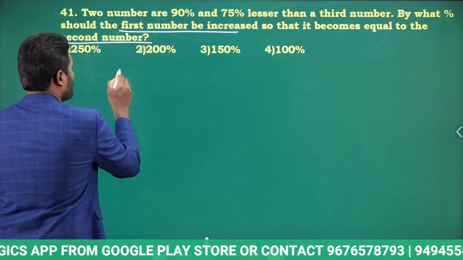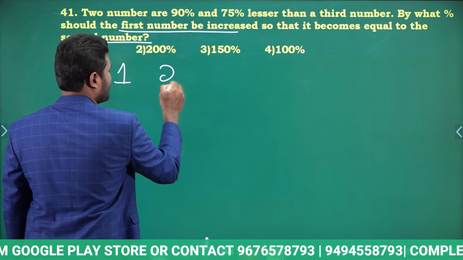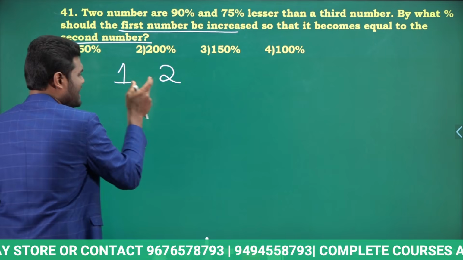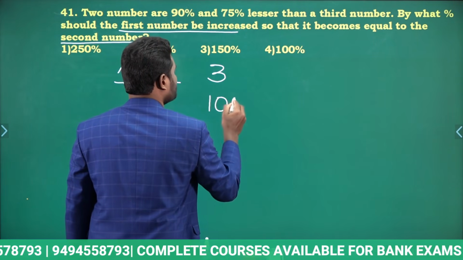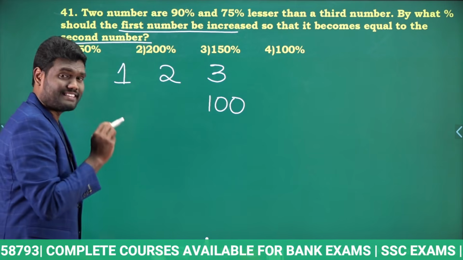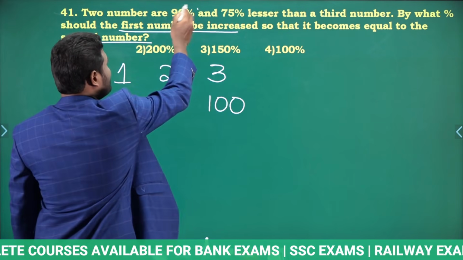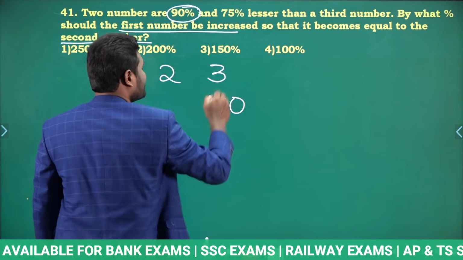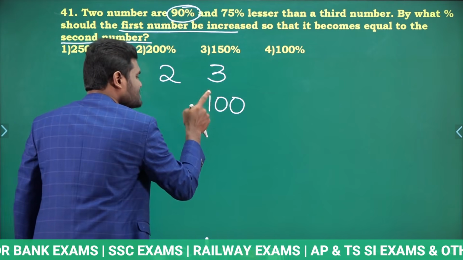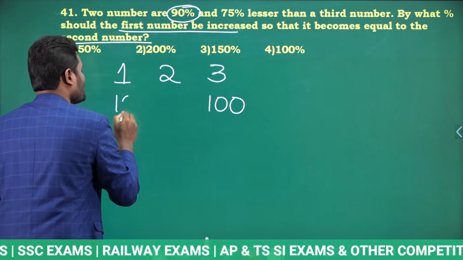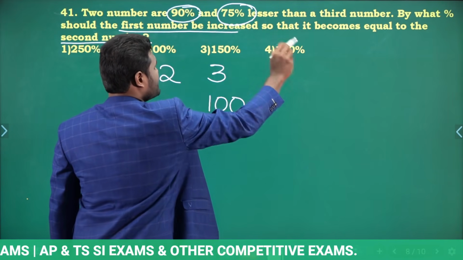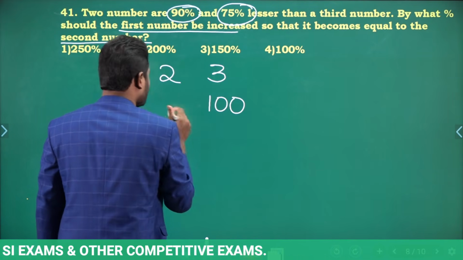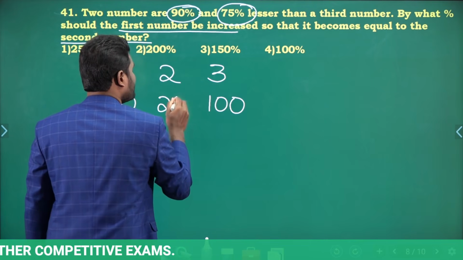So let us look at what is first number and what is second number. If I need to know first number and second number, first I need to know what is third number. So let us assume third number is 100. If third number is 100, first number is 90% less than the third number. So 90% less than third number means first number is going to be 10. And second number is 75% less than third number. So 75% less than third number means it is going to be 25.